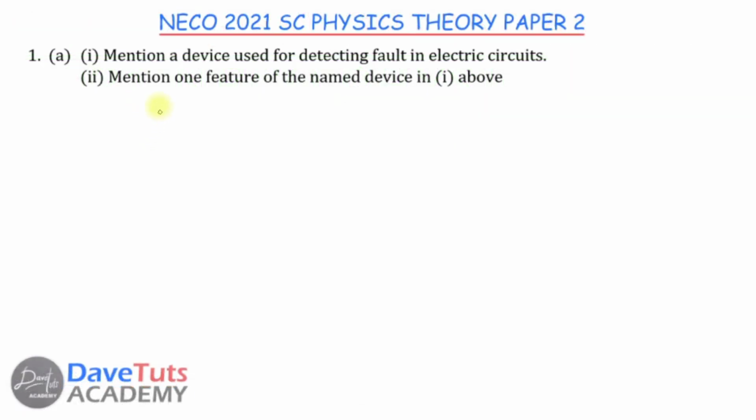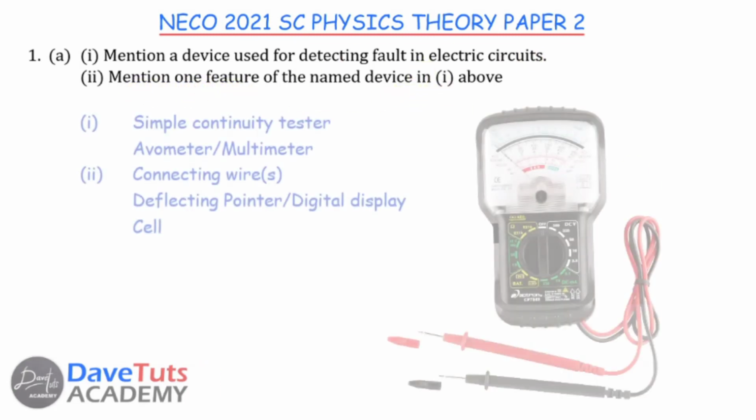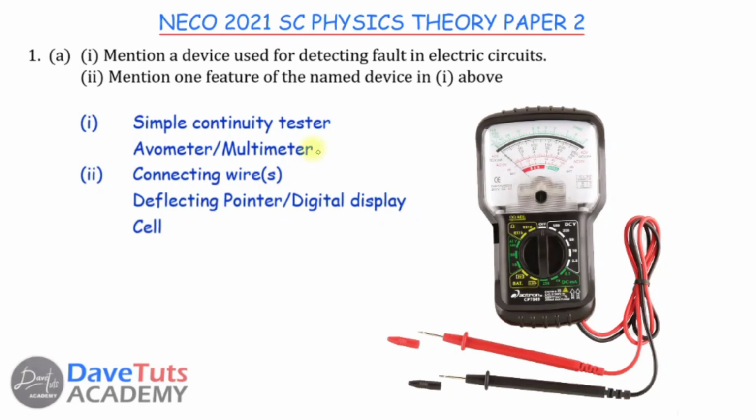Here in our very first question, we're asked to mention a device used for detecting fault in electric circuits, and then we have to mention one feature of the named device in A above. So I would love to actually mention a multimeter, or what some other people call an avometer. Okay, that is quite good. Or you can actually use a simple continuity tester.